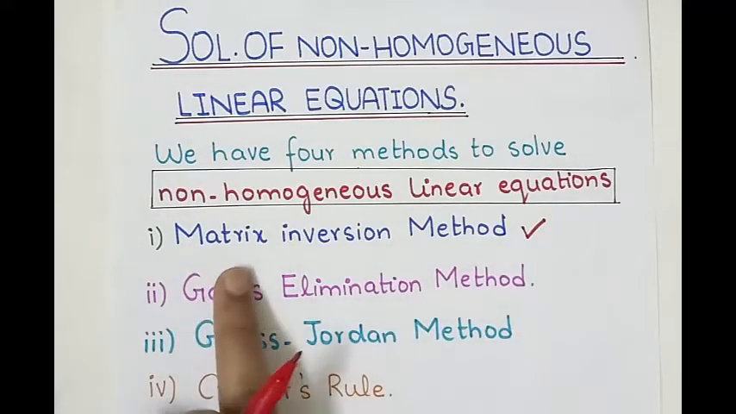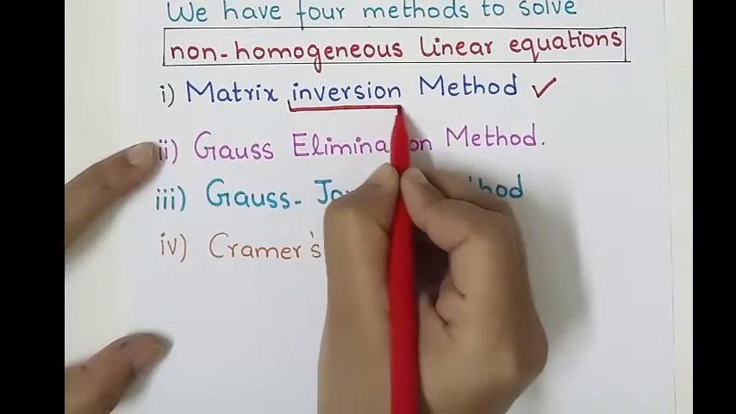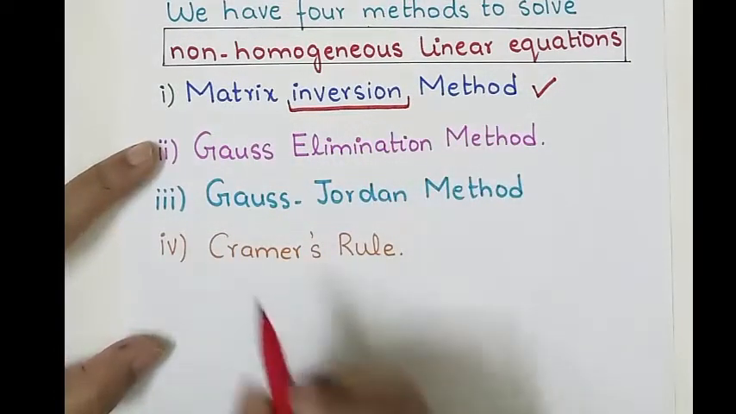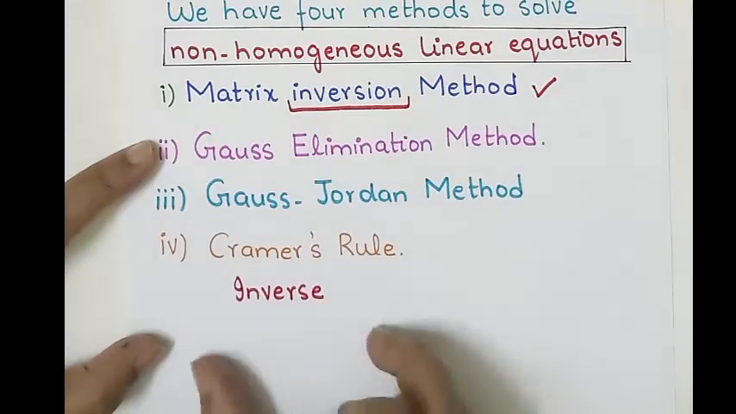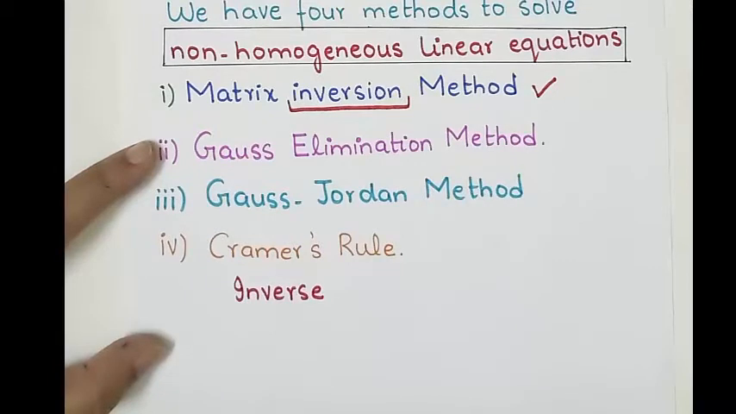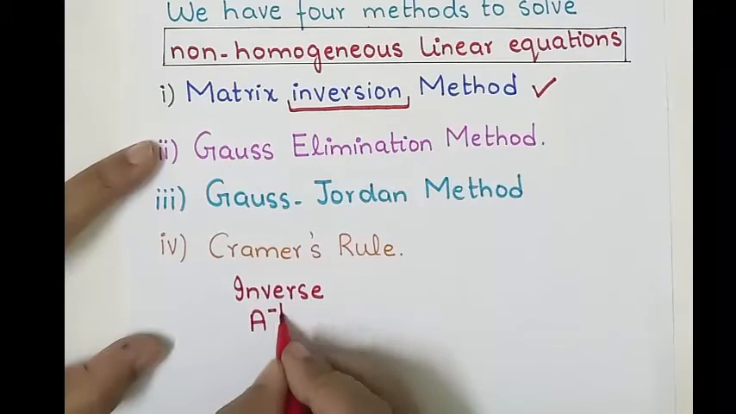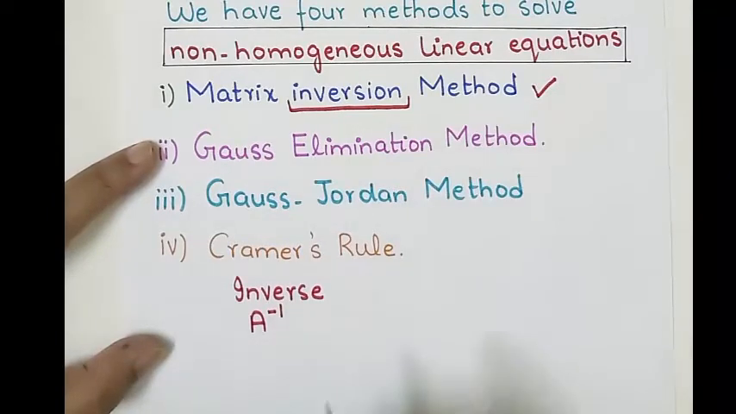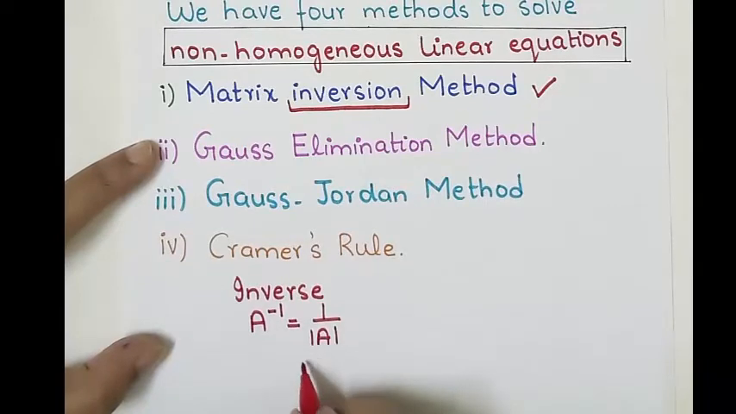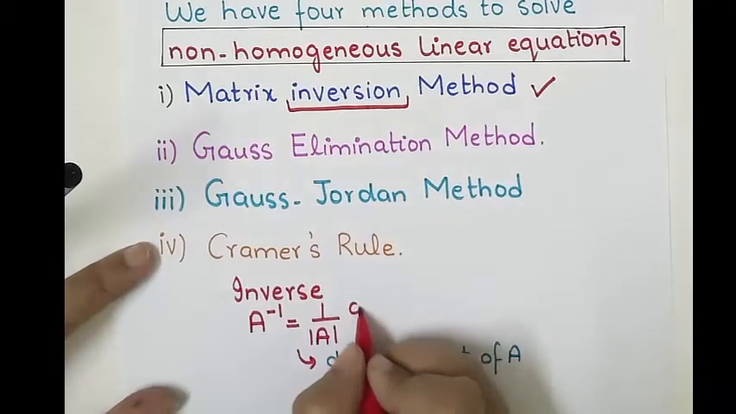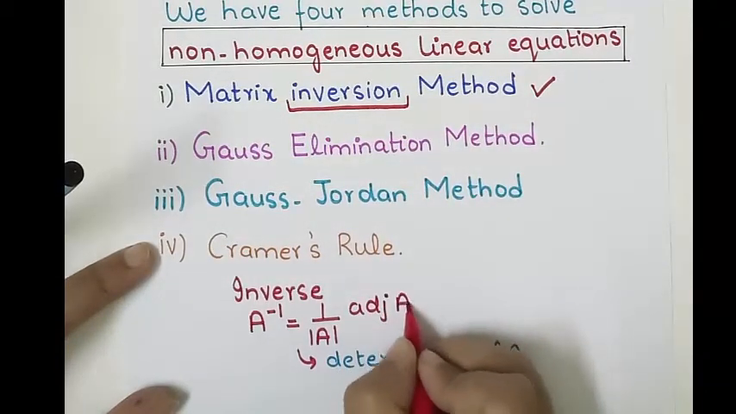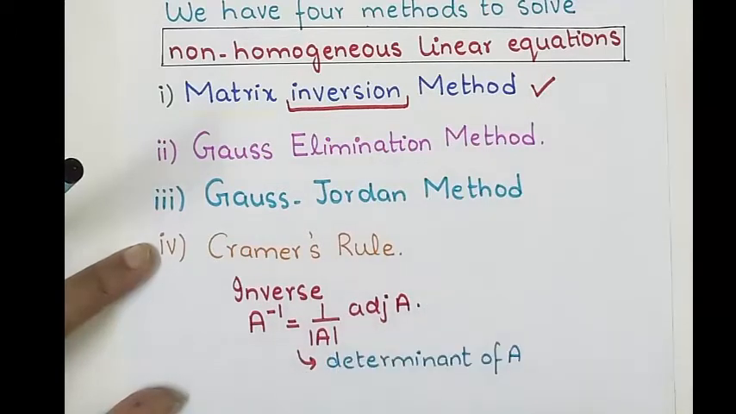What is meant by matrix inversion method? Inversion word is derived from the word inverse. And we know how to find the inverse of a matrix. If we have a matrix A and we have to find its inverse, it is represented like this, and this is equal to 1 over determinant of A into adjoint of A. This is the formula to find inverse.